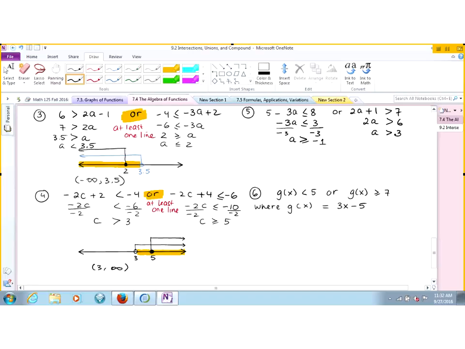Are we okay so far? So the most important thing is to understand or and and. Okay, so -1, closed, and the arrow points to the right. So 3, open, and the arrow points to the right also. Good. So now we look at the middle term, which is or. What does or mean? At least one line.